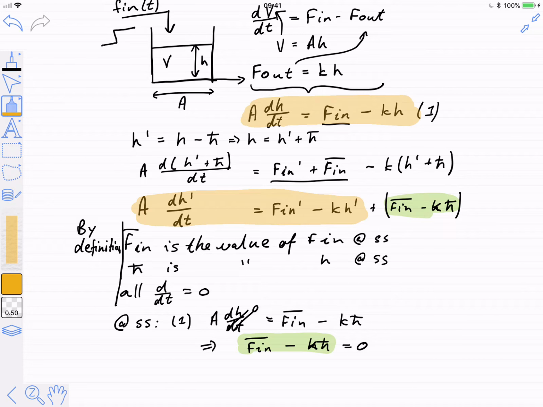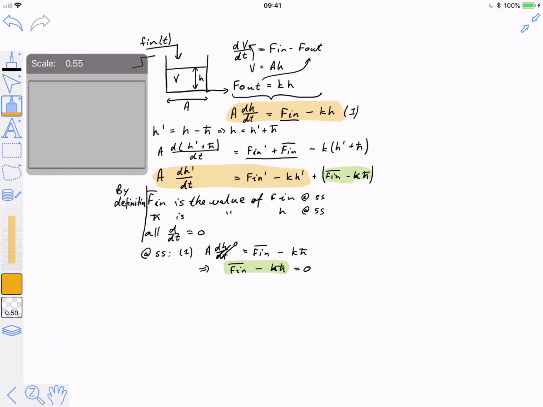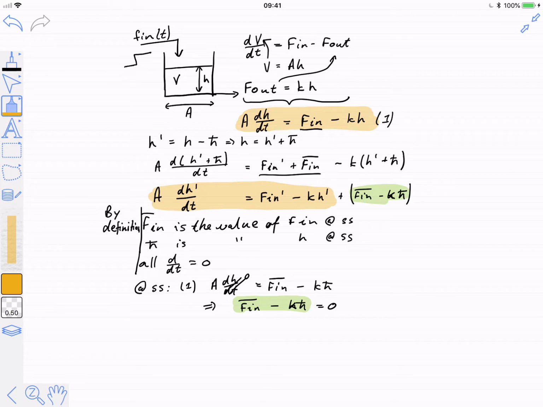Step 1 is I've introduced my deviation variables, and I've done this for a very specific reason, because I want to attack this problem. Remember, the big problem is I have this tank. It's described by these differential equations. F in undergoes a step change. In other words, it goes from whatever its steady state value was rapidly up to a new value. And my goal is to figure out what h will do when that happens. In other words, I'm trying to solve the differential equations for a function of time, h of t.